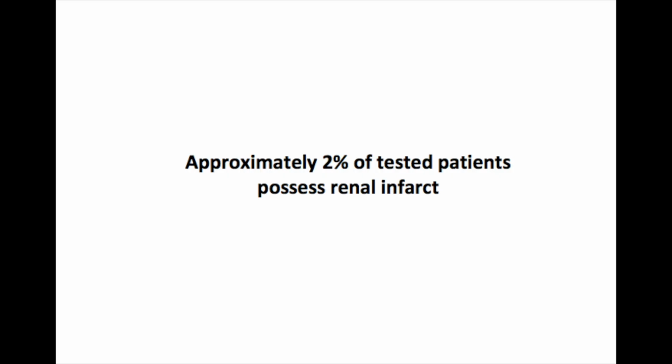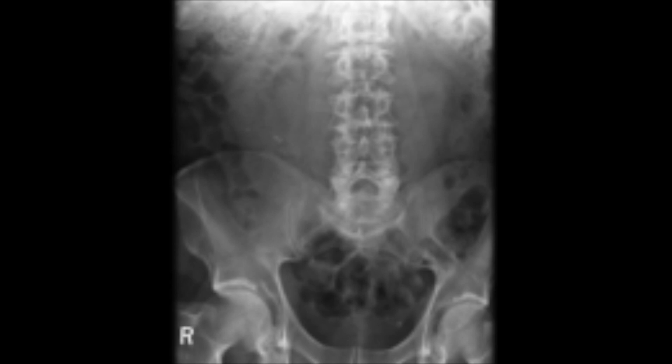The current incidence of renal infarctions is unknown, but is estimated at approximately 2% based on a study of 30,000 patients over a 13-year period. Plain radiography from an anterior-posterior projection has historically been used for diagnosis.